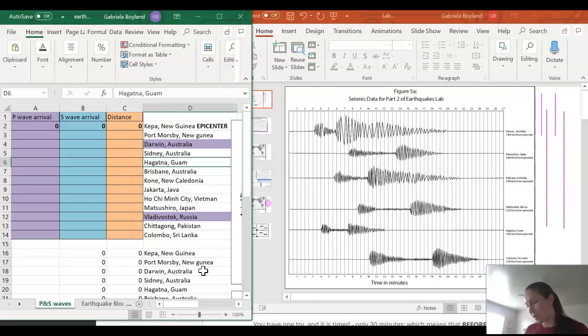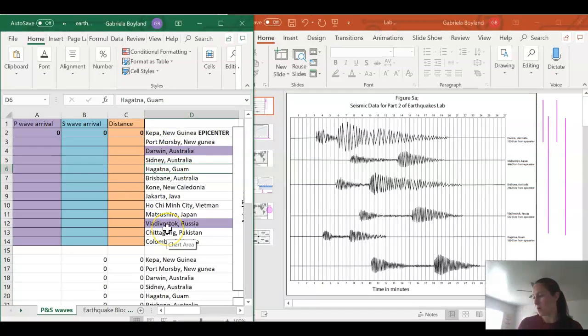So again, the instructions tell us to locate the seismic data. Got it. It's right here. And the spreadsheet. Got it. So while looking at that seismic data, determine how long in minutes following the earthquake the waves took to arrive at each location. Okay, so the spreadsheet has a few things. It has a location where you're supposed to input data about the P wave arrival and the S wave arrival. It has the distance that you're supposed to also put information based on what the instructor gave you. It has the different locations that you have on figures 5A and 5B.